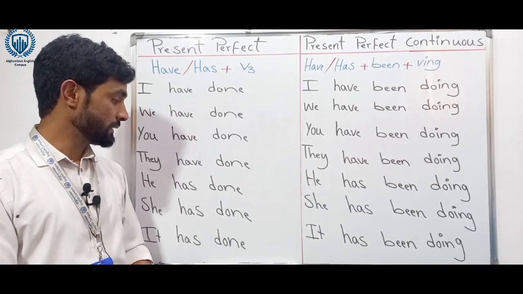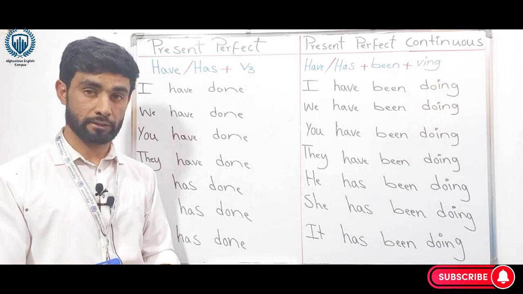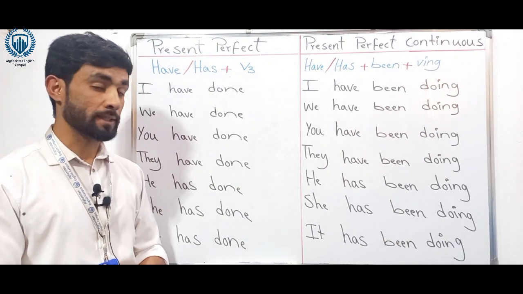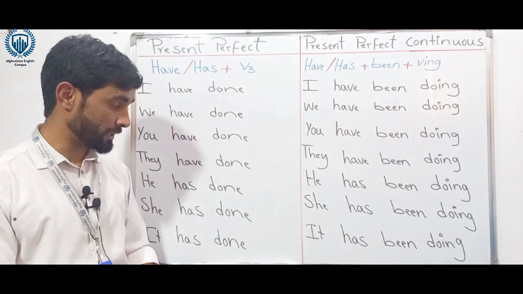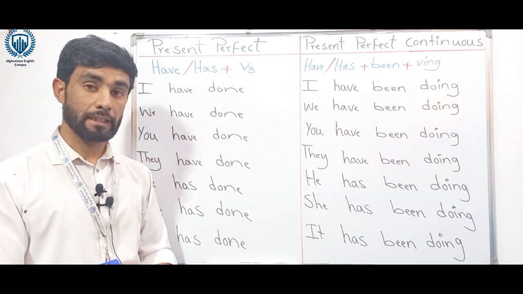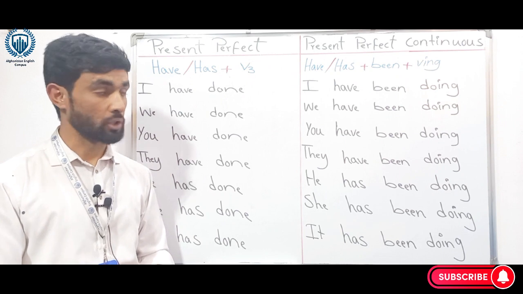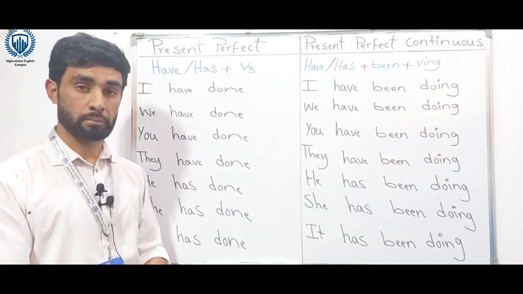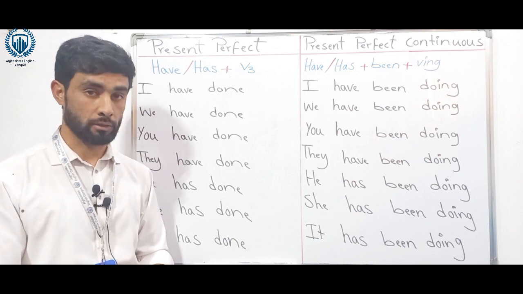He has done, present perfect. He has been doing, present perfect continuous. She has done, present perfect. She has been doing, present perfect continuous. It has done, present perfect. It has been doing, present perfect continuous. Alright, so this is the structure of present perfect and present perfect continuous. This is the way we form them.